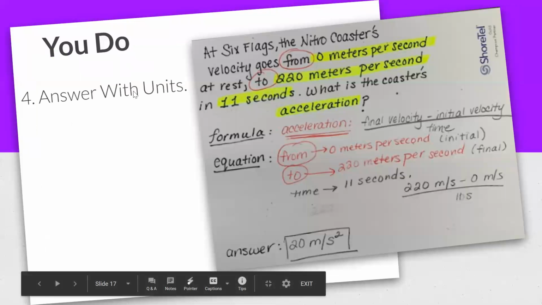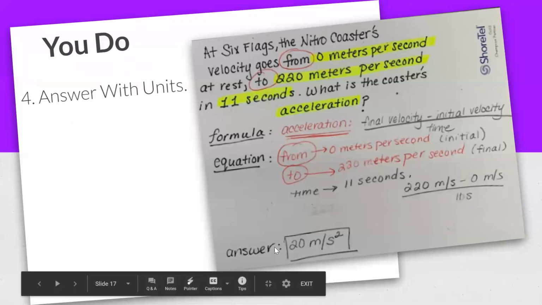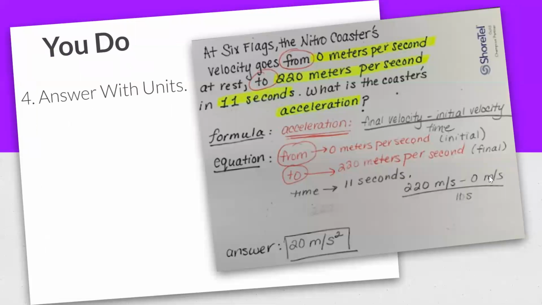Our answer with units, emphasis on with units. You need the units. Don't forget the units. So here our answer is 20 meters per second squared. Okay? Great.